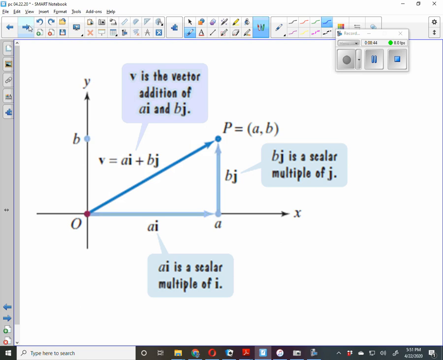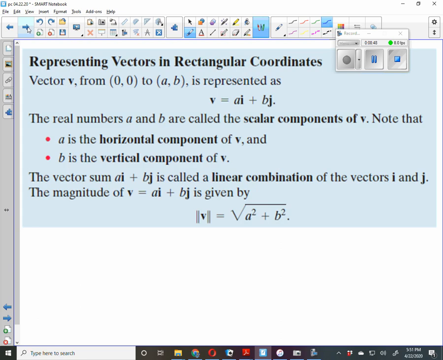Okay, same representation. You've got ai plus bj represented here. We would like those representations to be from 0, 0. They don't always come that way, and we're going to figure out how to represent that at some point. But typically we want a vector from 0, 0 to a, b. The real numbers a and b are called scalar components of v. You've got the horizontal and the vertical components, and when you put them together you have what's called a linear combination, ai plus bj. And again, remember the magnitude is the square root of a squared plus b squared. It's just the Pythagorean theorem again.